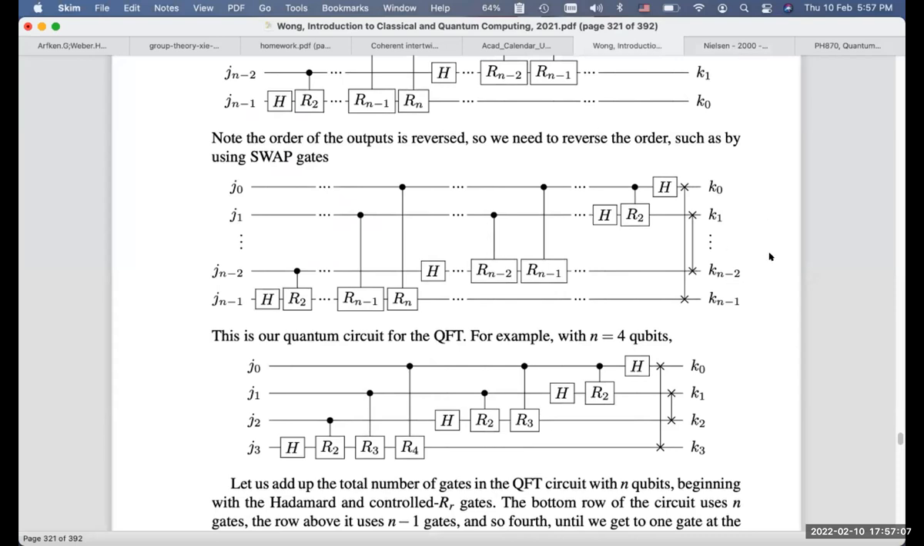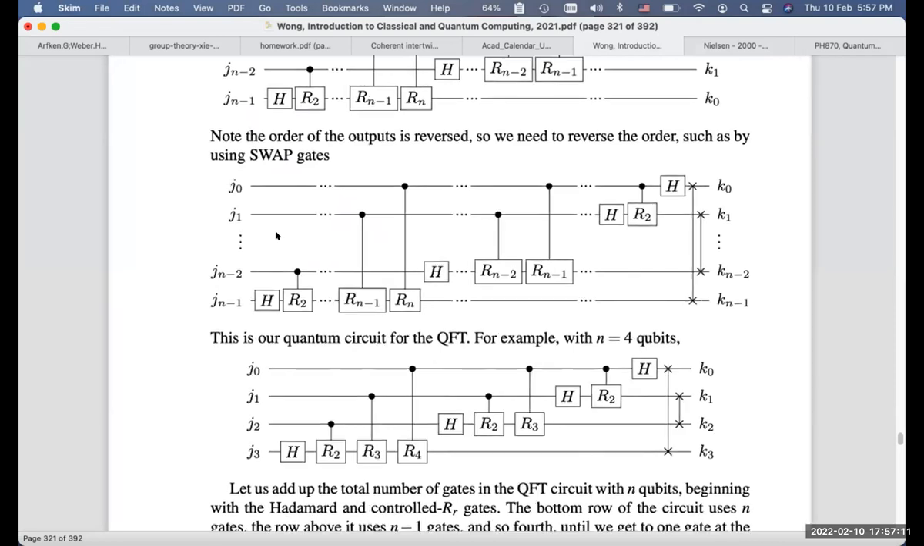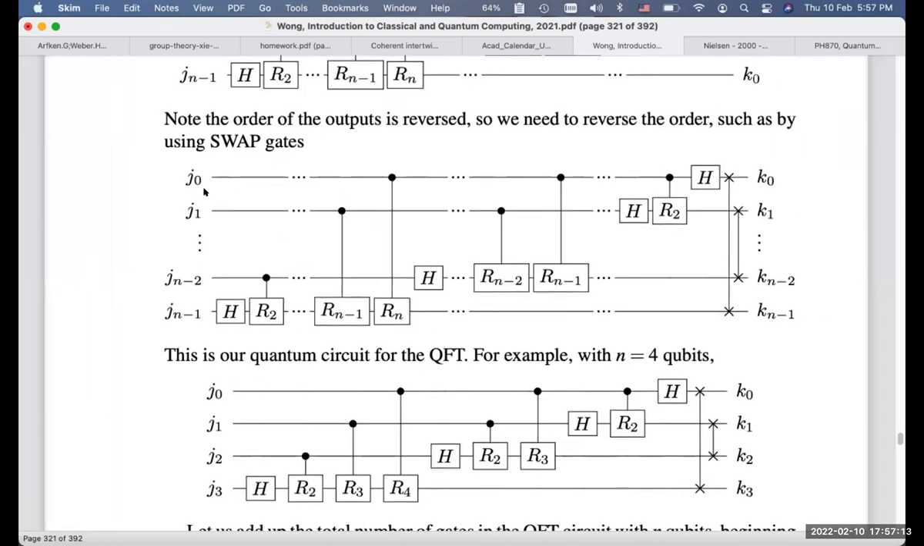This is the same circuit, slightly different representation. This is from Thomas Wong. Thomas Wong uses a different convention. He numbers his qubits 0 to n minus 1. But as you can understand by now, it doesn't matter. The procedure is the same. Hadamard, R2 till Rn, Hadamard, R2 till Rn minus 1, and so on.